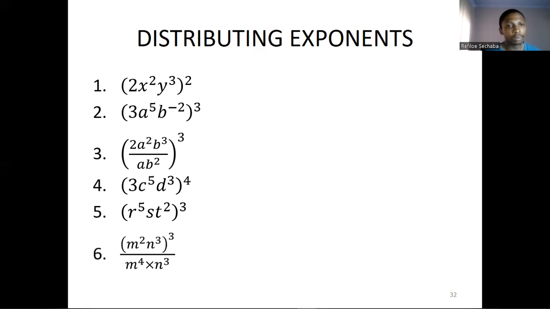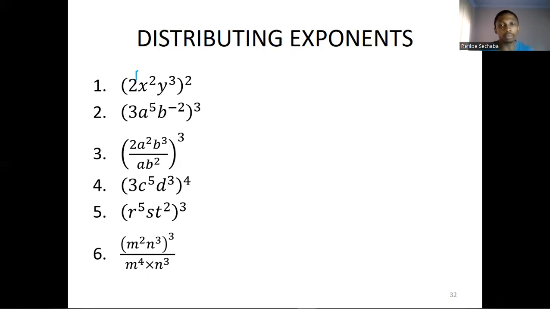Just to give you a clue, if you are given a number, please note that the exponent of that number is 1. If the exponent is not written, the exponent will be 1. So in the first one, we've got 3 factors, which is 2 to the exponent of 1 times x to the exponent of 2 times y to the exponent of 3. So all those exponents must be multiplied by the outside exponent, which is 2.